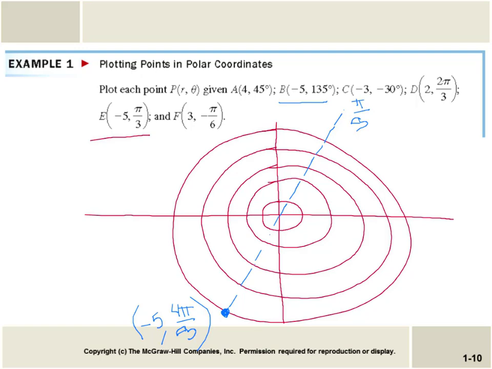We need to get to 135 degrees. Who doesn't know where 135 degrees is? John, where's 135 degrees? Quadrant 2. This is 90. This is 180. This is 135. Okay, let's move on.